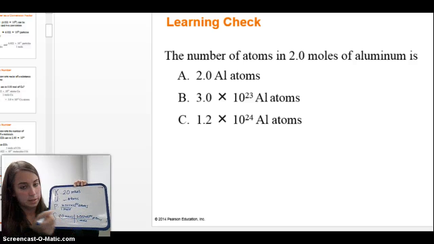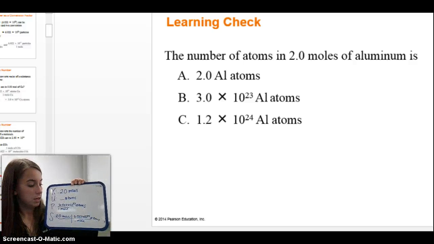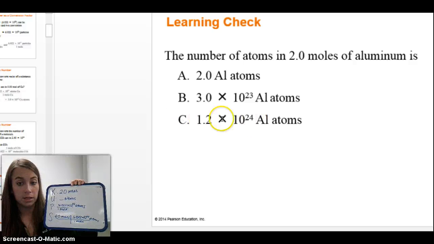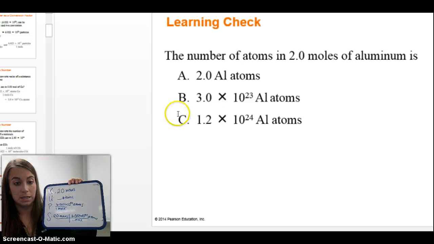You do 2 times 6.022, that's going to get you around 12, right, times 10 to the 23rd, or 1.2 times 10 to the 24th. So C is the right answer there.